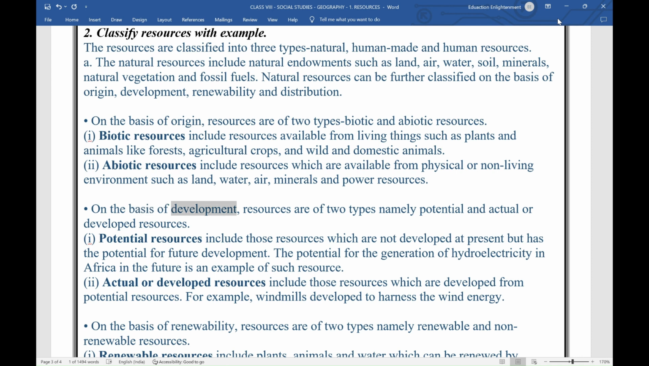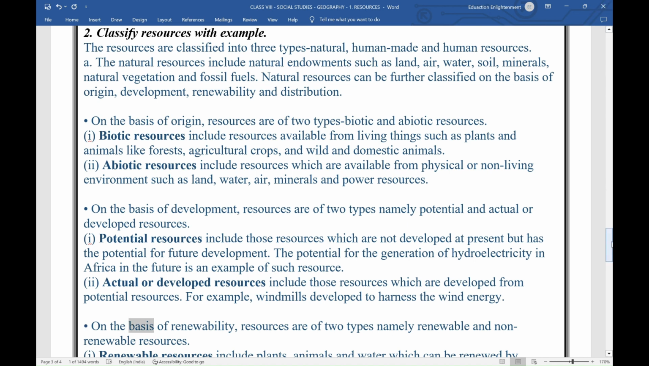2. On the basis of development, resources are of two types, namely potential and actual or developed resources. 1. Potential resources include those resources which are not developed at present but have the potential for future development. The potential for the generation of hydroelectricity in Africa in the future is an example of such a resource. 2. Actual or developed resources include those resources which are developed from potential resources. For example, windmills developed to harness wind energy.